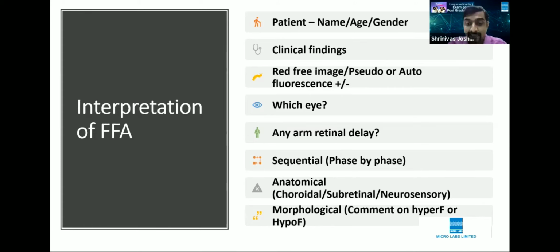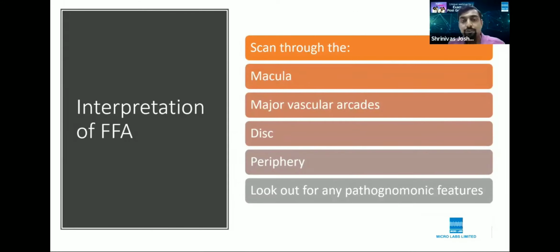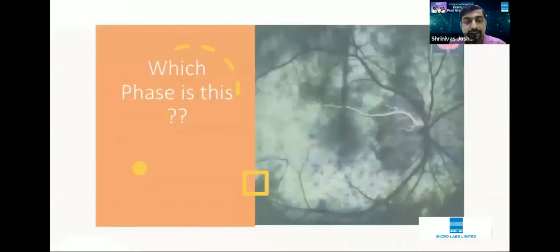more better. Then come on the anatomical, whether it's a choroidal, subretinal, or neurosensory. And the last thing you have to do is comment whether it's a hyper or a hypo. Most of the students directly jump on telling it's a hypofluorescence here, it's a hyperfluorescence here. No, that's not the way of describing a fundus fluorescein chart. You have to scan through the macula first, then the major vascular arcades, then comes the disc, periphery, and then look for any pathognomonic signs, if at all that fluorescein angiographic chart is showing to you.